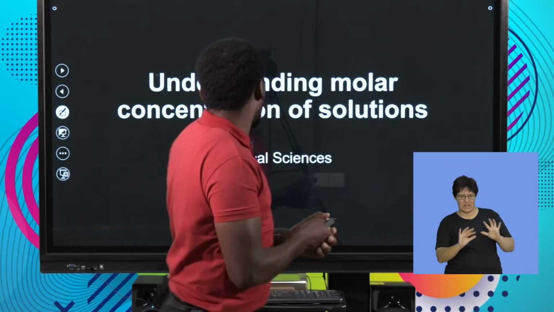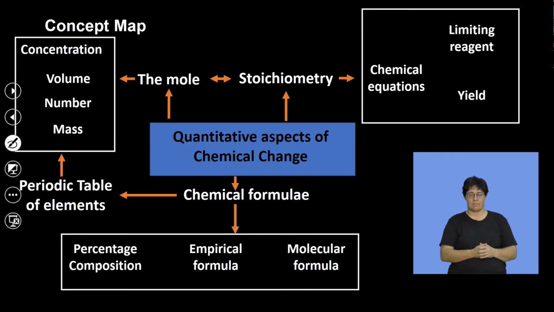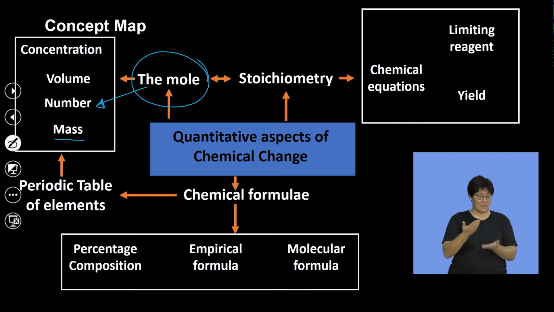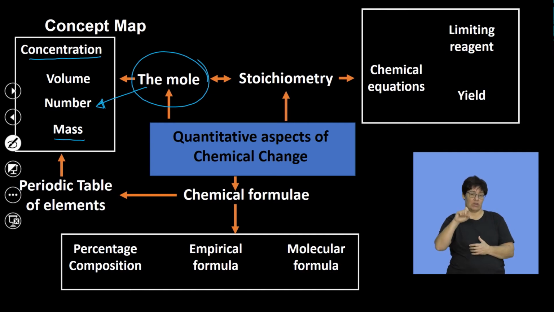Okay, right. So in as far as the bigger concept of quantitative aspects of chemical change, we know that the mole is the SI unit of quantity of matter. So the mole is just a number which is also based on the mass of a sample. And now if we talk concentration, we are asking ourselves how much of a substance is dissolved in a certain amount of solution, and then at the end of the day we are able to say, okay, this is the concentration. So our focus for today would be on concentration of solutions.